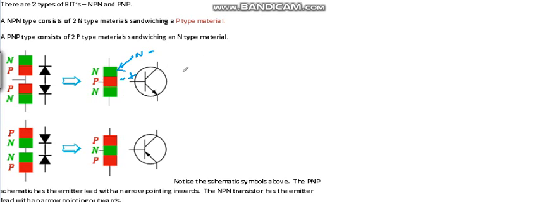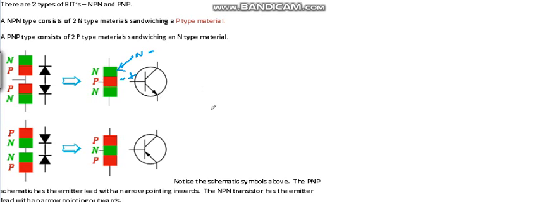So you can think of it as negative, positive, negative for the NPN, and then positive, negative, positive over here: a positively doped material, a negatively doped material, and another positively doped material.